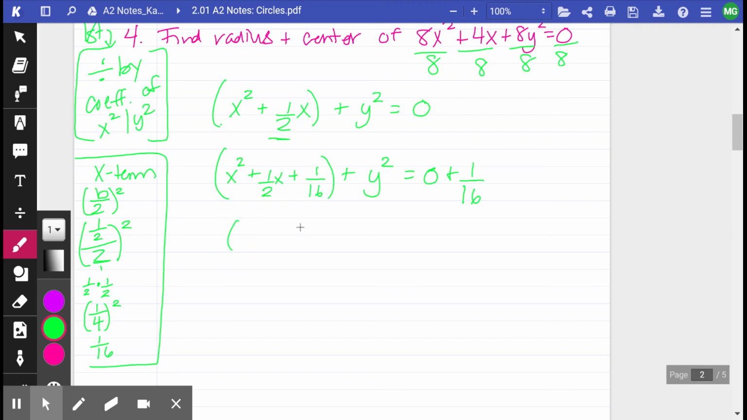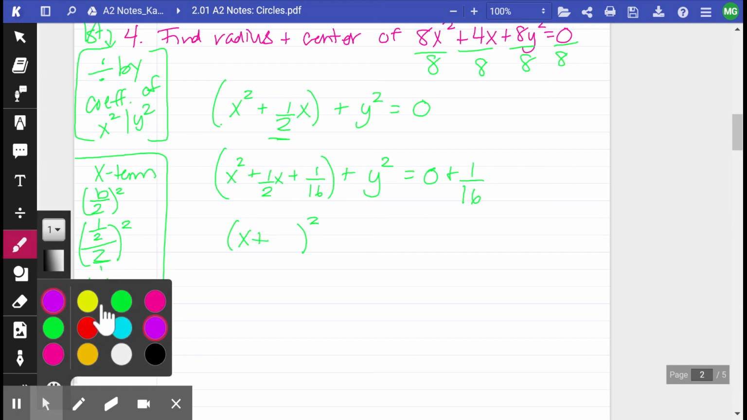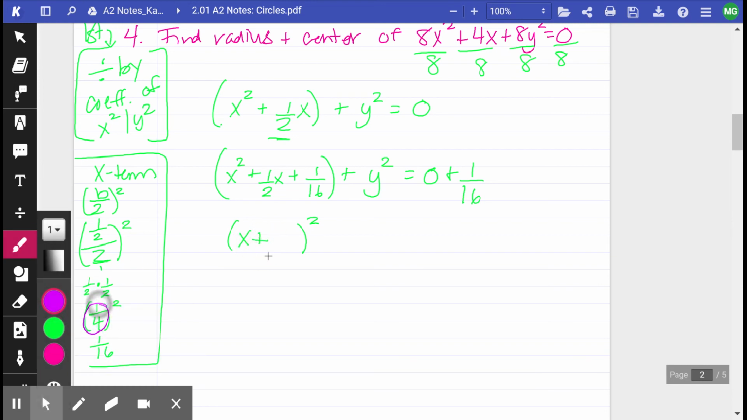So now we'll write this one as a perfect squared binomial. The variable is x plus whatever it was before you squared it. So that was 1/4, plus y squared. 0 plus 1 over 16 is 1 over 16. So that's your center radius form.